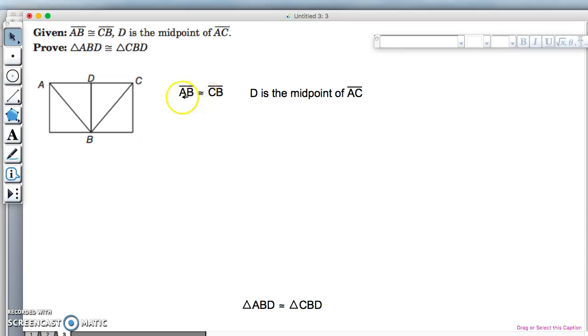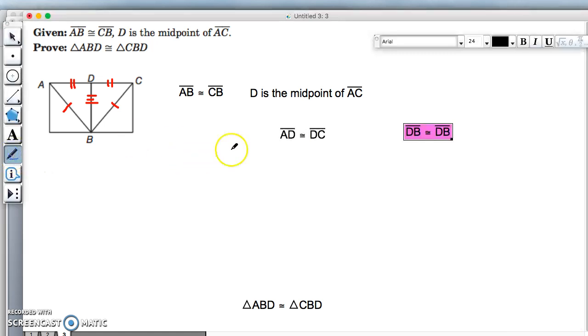So here's my solution. AB is congruent to CB. D is the midpoint of AC, so D's halfway here, so it cuts this in half. So it's the midpoint, so these two are the same. Here's a common side. And that should prove this by side, side, side.